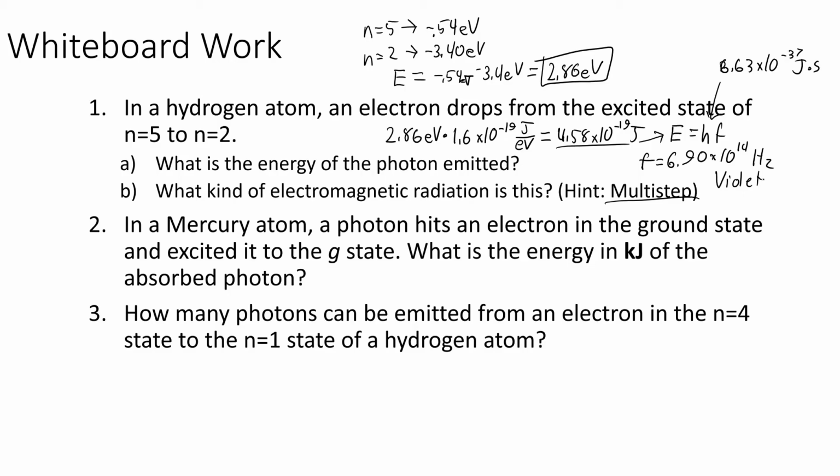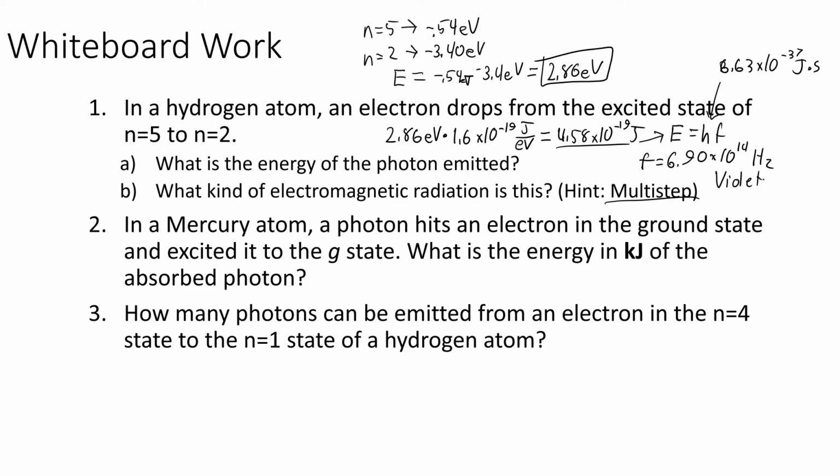Now the second one is going to operate pretty much the same way as the first part of the first problem, except the difference here is we're going to be looking at mercury rather than hydrogen. You can see on the reference table, mercury has energy levels that are very different and less orderly than the hydrogen ones. So we're going from the ground state to the G state.